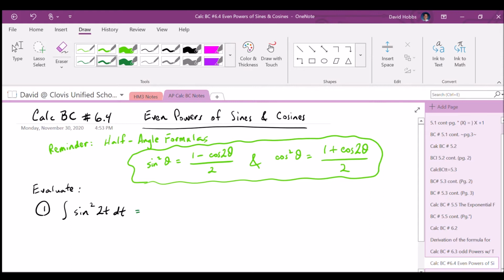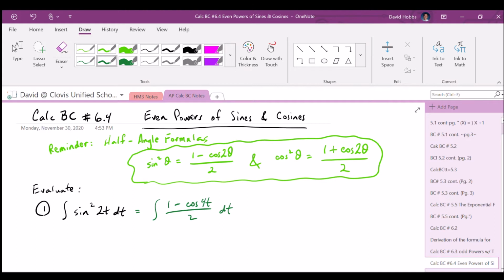And so I've got 1 minus cosine, okay, now twice theta. Notice the relationship in the angles here. So sine squared theta, and then it's cosine 2 theta. So you have to double the angle as you're going to this half angle form. So double 2t, and I get 4t over 2 with respect to t. Okay, now that's the key right here, is making that substitution.